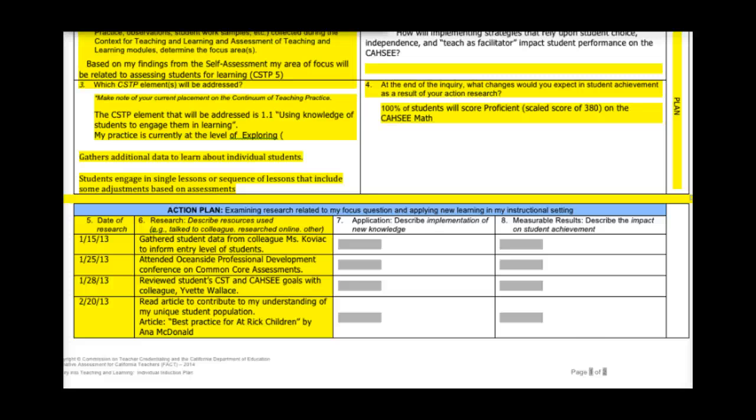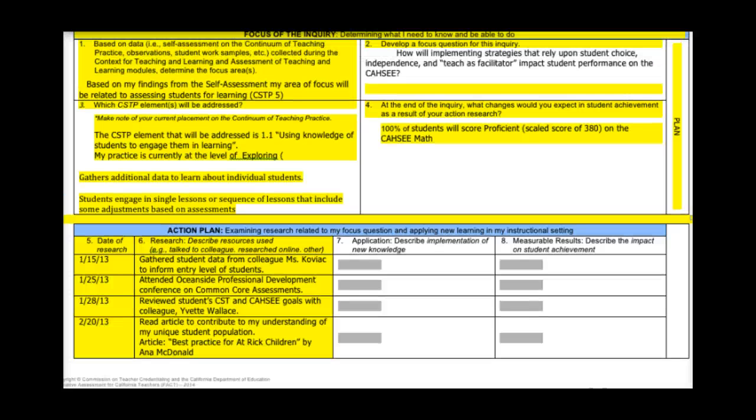They can have 2 or 3 of these. If they have 1, it's fine, but we want it to be very specific based on a CSTP. Number 2, develop a focus question. This is the piece that can be most challenging for participating teachers and for support providers. What we're looking for in this question is, the very first thing we're looking for is that it is an open-ended question. It is not a yes/no.